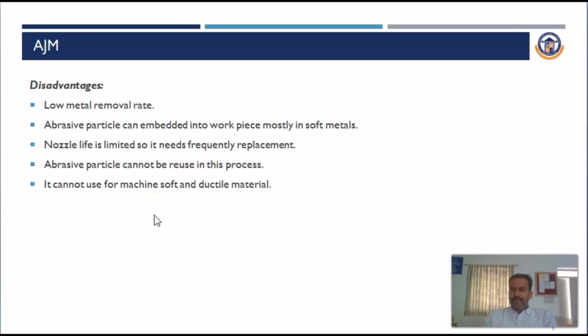The abrasive jet machining process has some disadvantages. One of the disadvantages is low metal removal rate. The speed of metal removal from the workpiece is very low. Abrasive particles can be embedded into the workpiece, mostly in soft metals. Nozzle life is limited, so it needs frequent replacement. Abrasive particles cannot be reused in this process. It cannot be used to machine soft and ductile material.